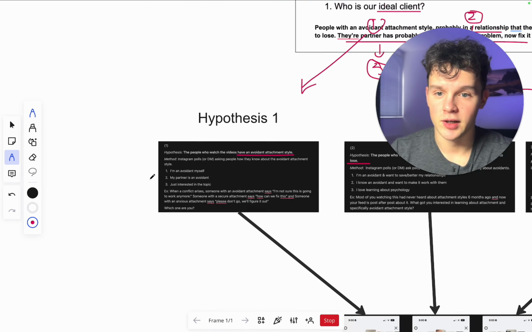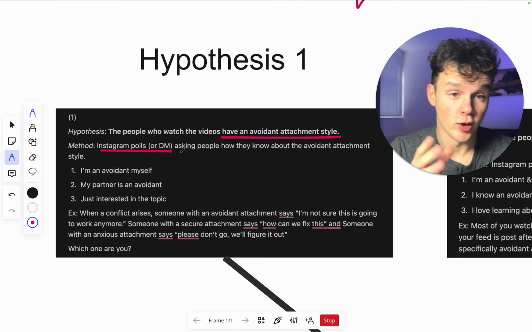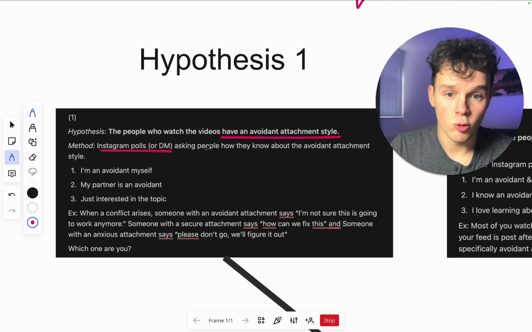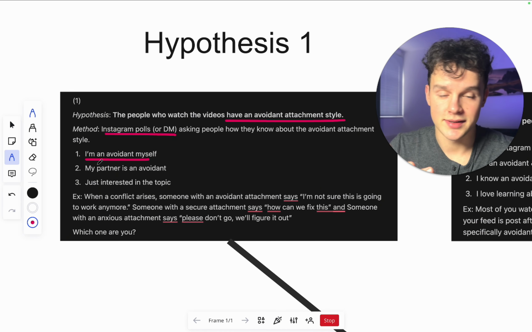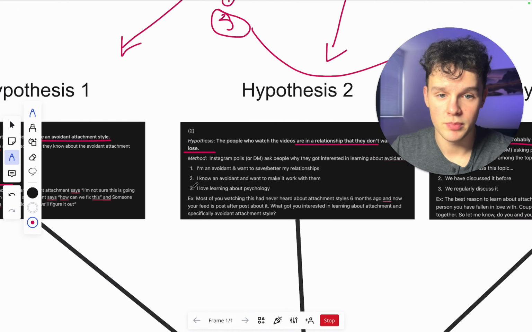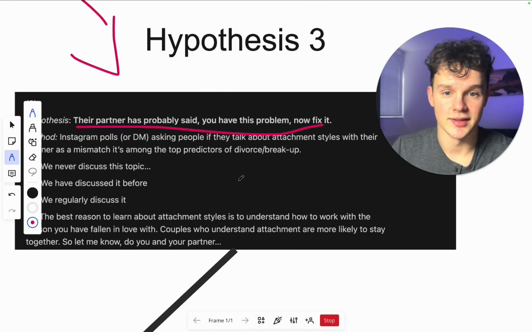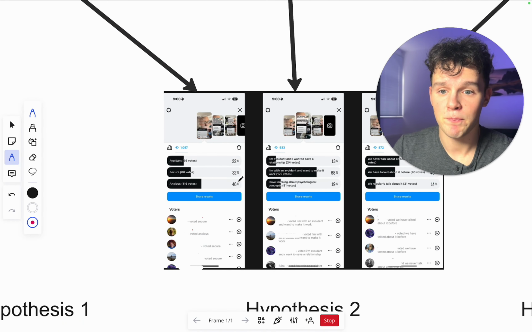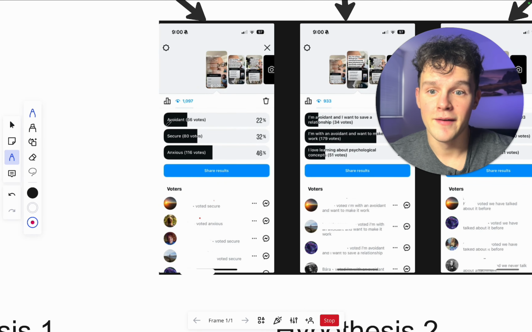From there, we developed the method of testing, which was Instagram posts or DMs, actually we used both, asking people how they know about the avoidant attachment style. Then, you know, you can ask them, I'm an avoidant myself, my partner is avoidant, just interested in this topic, and so on and so forth. The same here, and then the same here. You can pause the video to see the exact type of questions that we asked them. And from there, we constructed these stories like this.